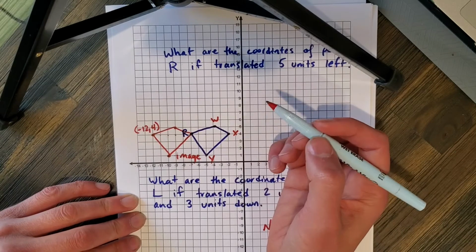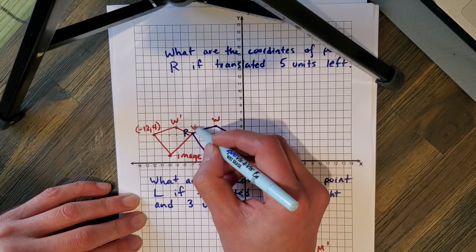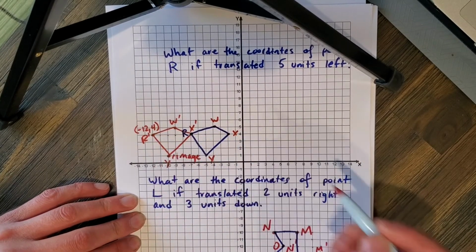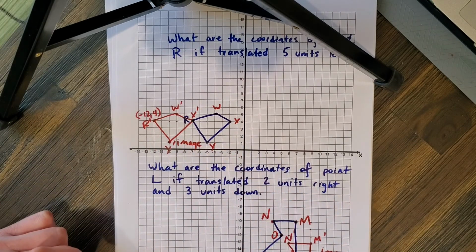Same thing over here. I would call this W prime. This would be X prime. This would be Y prime. And this would be R prime. In other words, the new name for it. It's just a copy of the other one. And that's it.